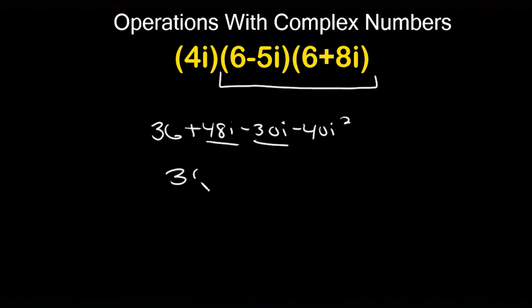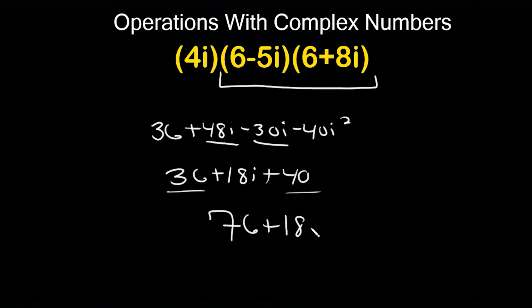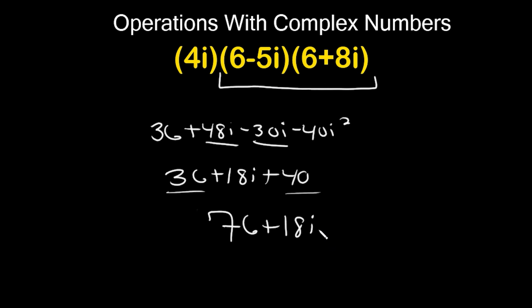So 36 plus 18i. And then we know that i squared is really negative 1. So I'm essentially doing here negative 40 times a negative 1. That will give me positive 40. So plus 40. Okay. And then from here, I want to combine like terms. I have 36 and 40. When I combine that, I get 76. So now I have 76 plus 18i. And so from here, I have one more step.